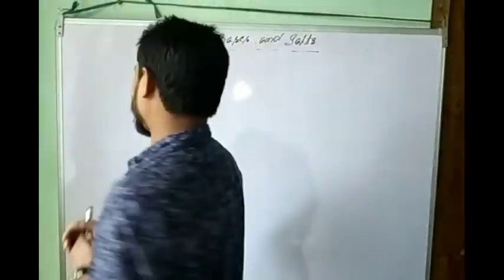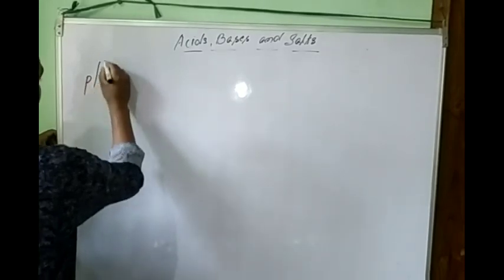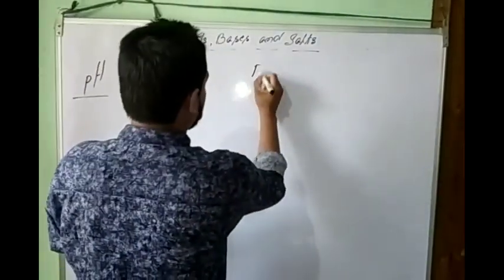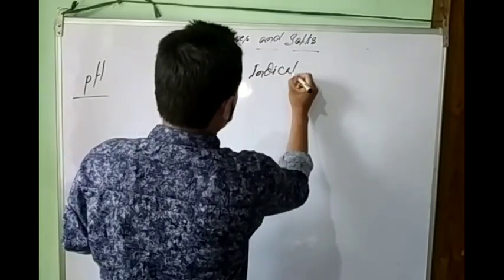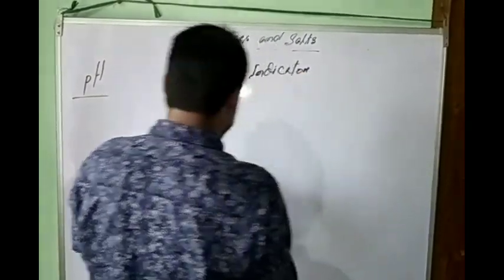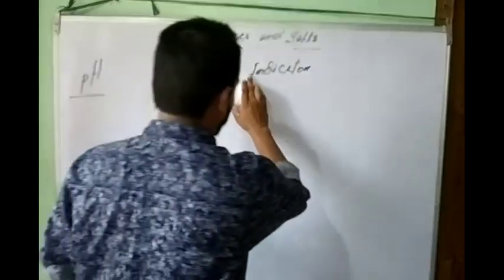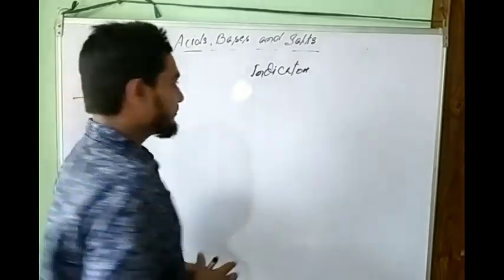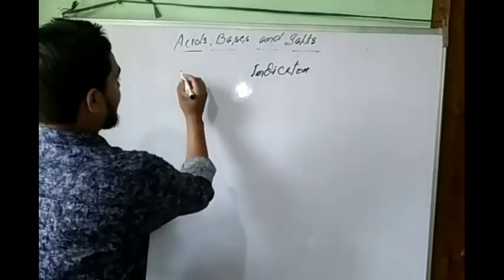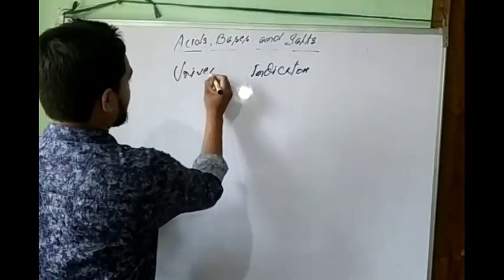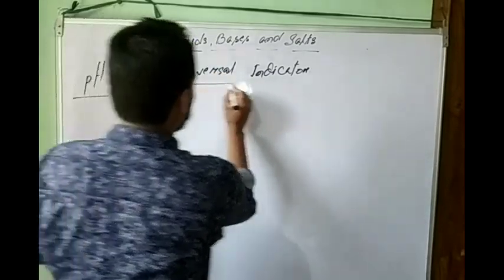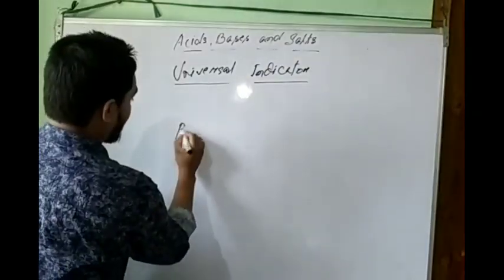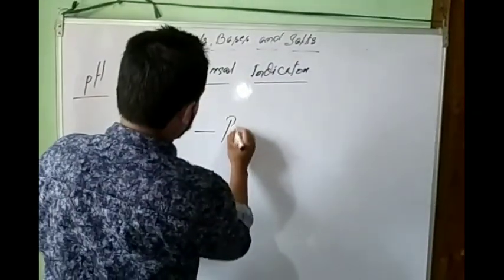Okay, let's start with pH. What is pH? It's an acid base indicator. We know what indicators are. Indicators are the substances which indicate the nature of a solution. This pH is also called universal indicator. The full form of pH: P stands for potenz.